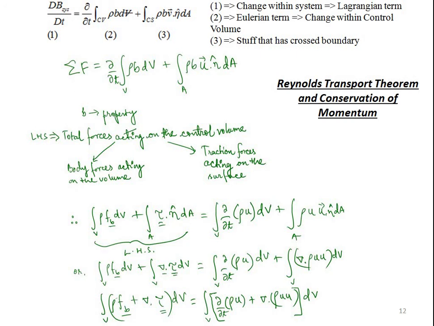The traction forces which are normal to the area vector of the surface are known as pressure forces. Please note that. The traction forces which are not normal but inclined at some angle to the area vector of the surface are shear forces. Now, traction is composed of traction force vector and body forces vector. So we can write our LHS as the volume integral of rho f_b dV plus the integral of tau dot eta cap dA.